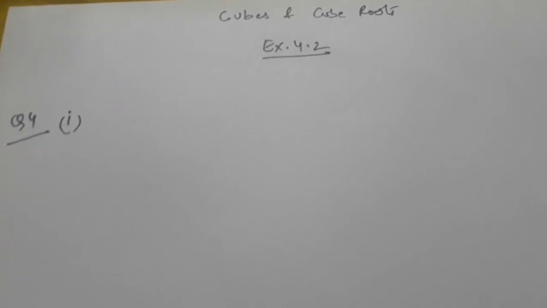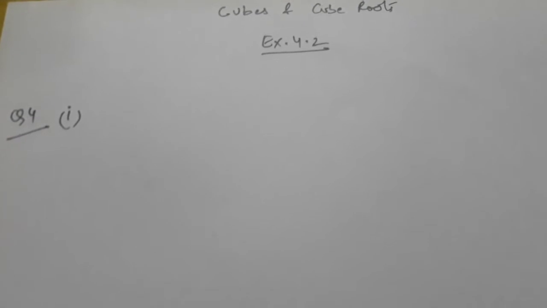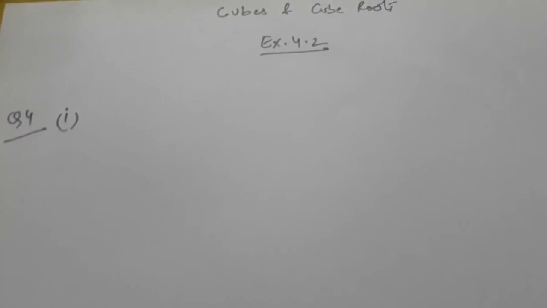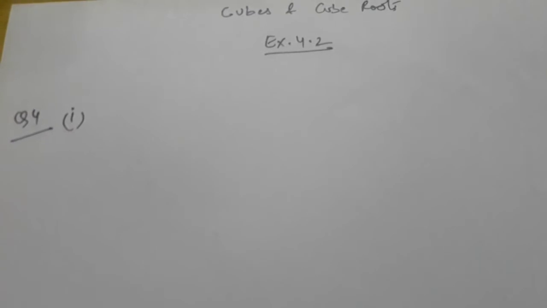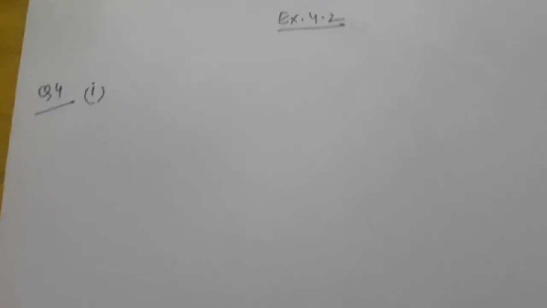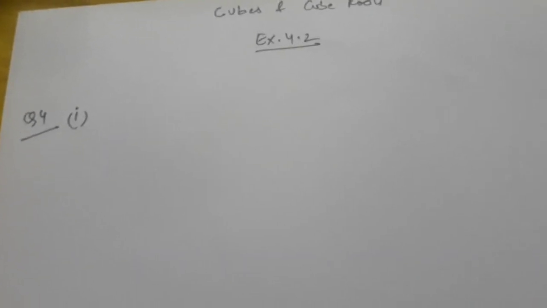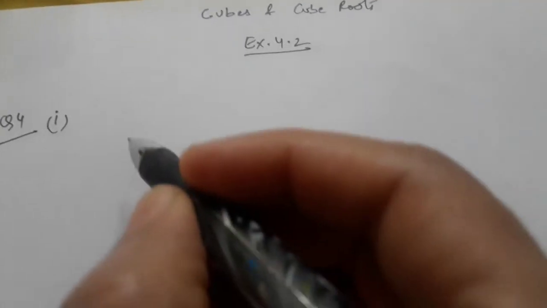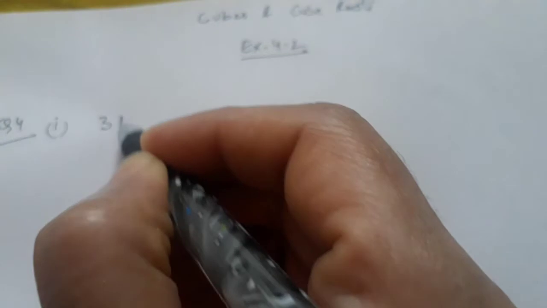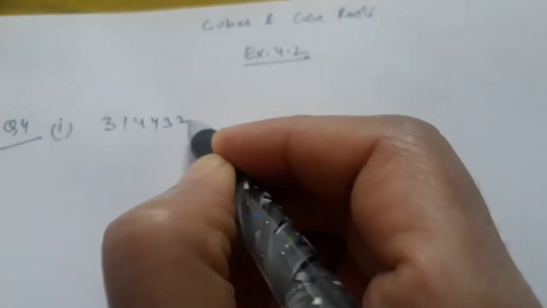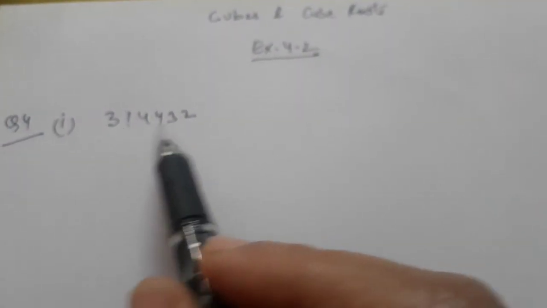Today in this video, I am going to solve question number 4 of exercise 4.2, chapter name Cubes and Cube Roots, publication house Goyal Brothers Prakashan, class 8. In question number 4, we have to find the cube roots of the given numbers by observing their unit digits. If the number is given as 3,14,432, we have to find its cube root.